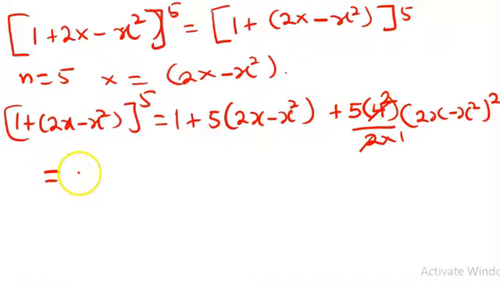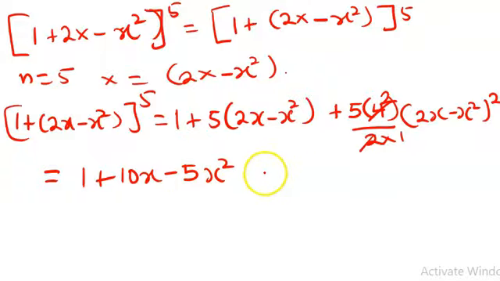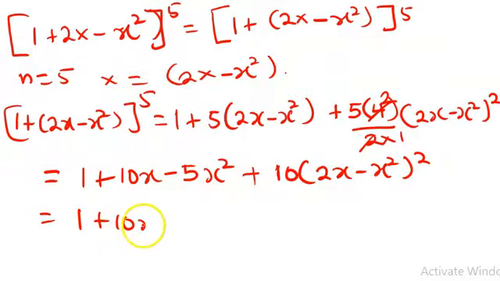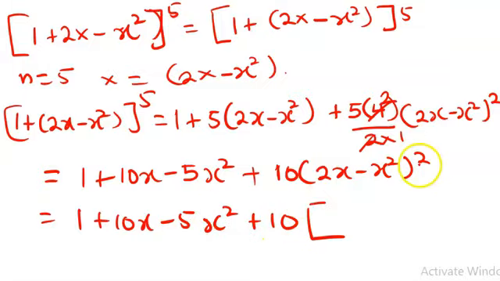So we then have 1 plus, let's expand this, 5 times 2x is 10x, then 5 times minus x squared is minus 5x squared, plus we have 5 times 4 over 2, which is 10, times 2x minus x squared all squared. So we need to expand this one. So 1 plus 10x minus 5x squared plus 10. Let's expand this one.